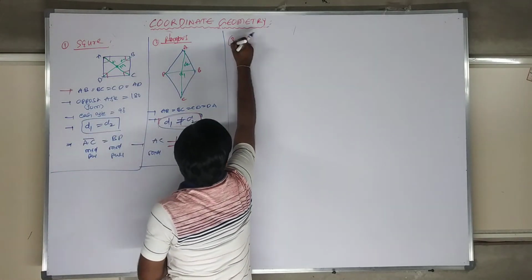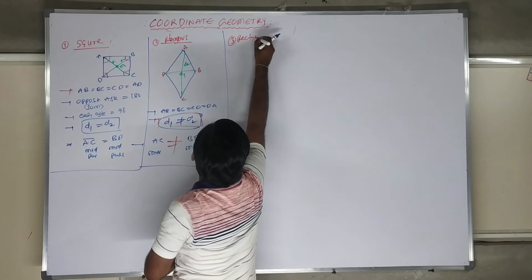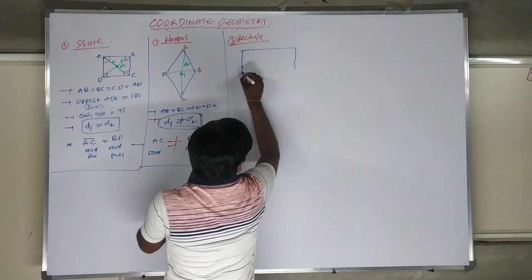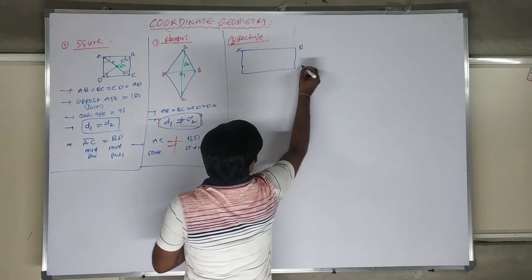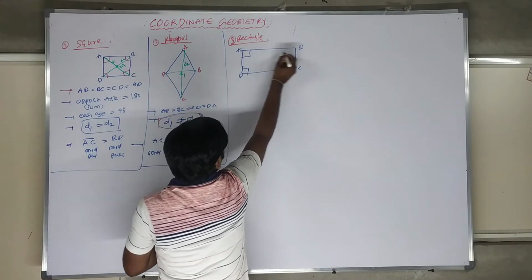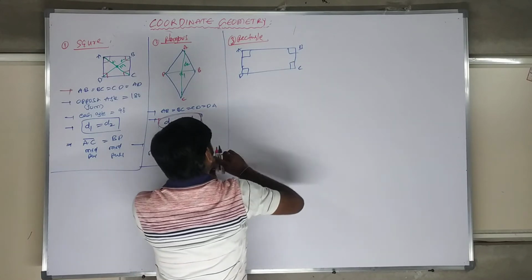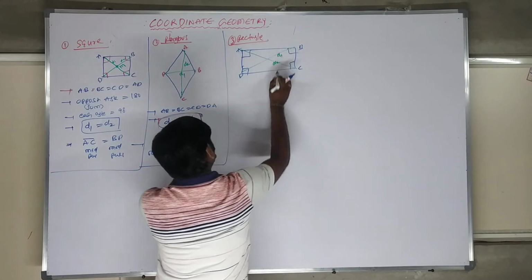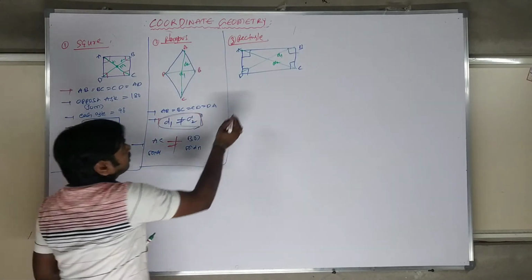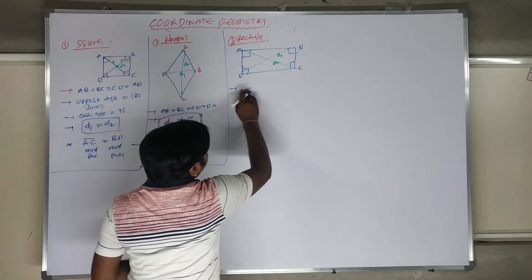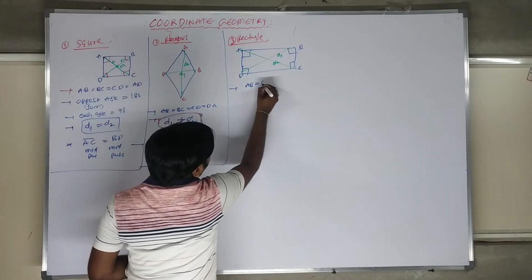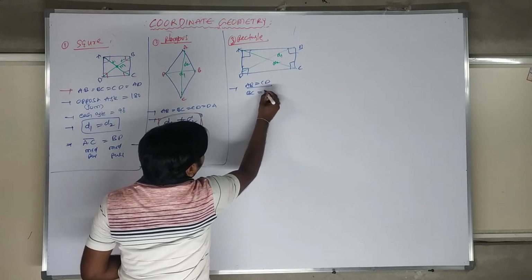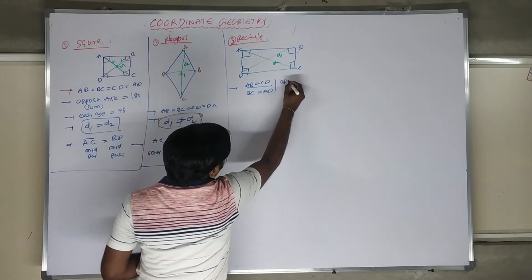Go to the third one, the rectangle. Let us draw the rectangle. Let us have ABCD, where each angle is 90. We have diagonals D1 and D2. So the condition for a rectangle is that opposite sides will be the same: AB and CD are the same, and BC and AD are the same.